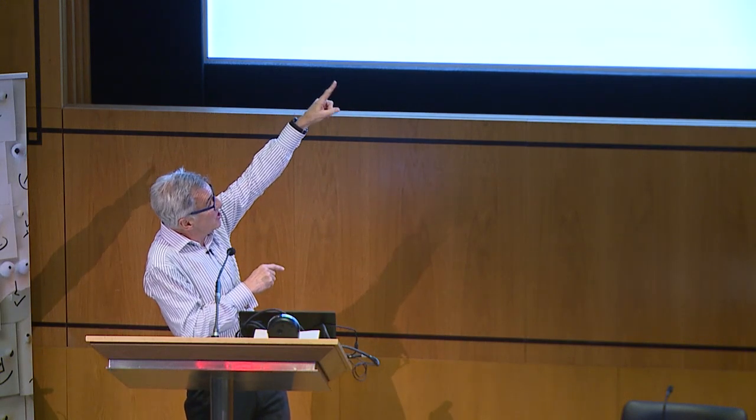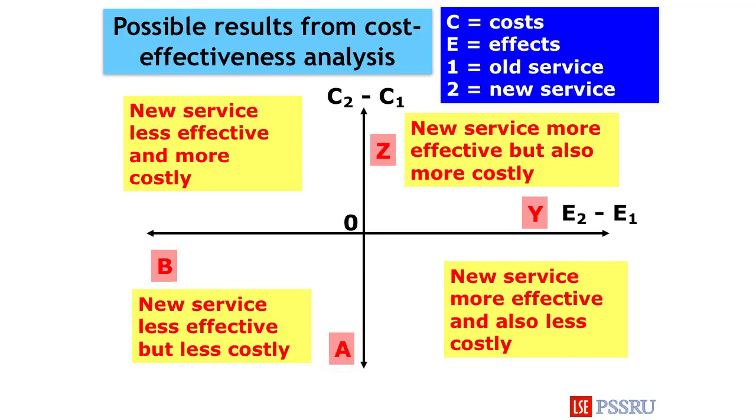So if our evaluation is up in that top left-hand quadrant in the northwest, what's that saying? It's saying that the costs for the new intervention, new service, cost 2, are higher than the costs for the old one. Okay, so we've got this new service, it's more expensive than what we do at the moment. The effectiveness is saying the effectiveness for the new service is actually less than the effectiveness for the old. It's the negative side over there. So we have a new service which is less effective and more costly.